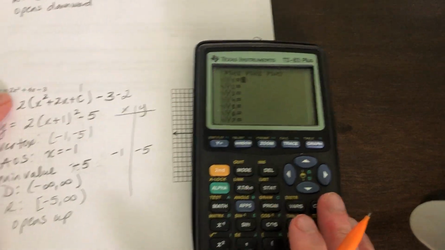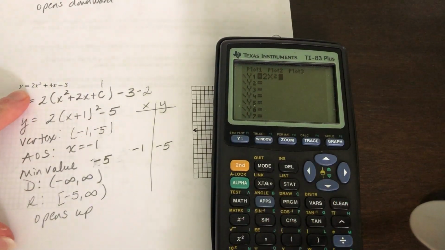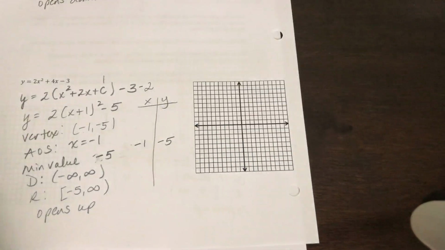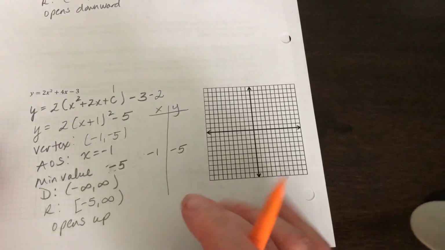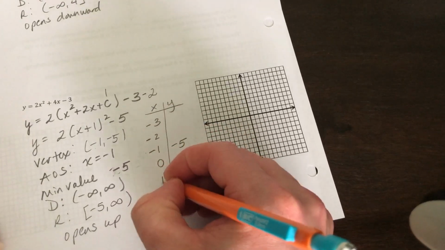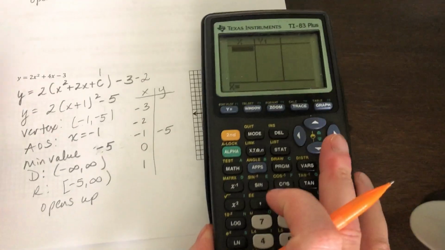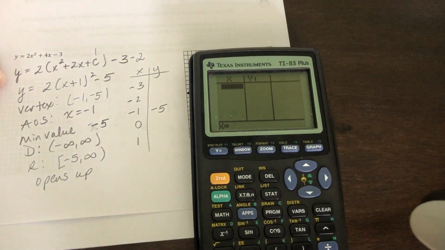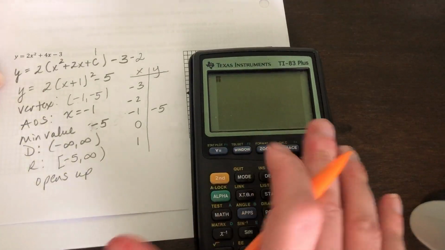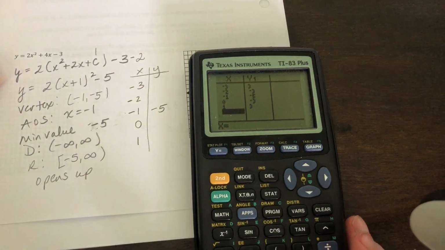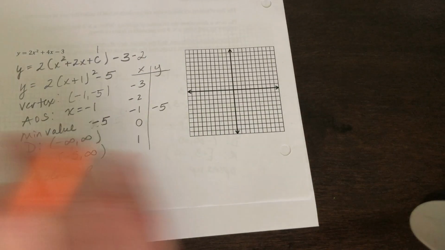So I'm going to put the original function into y equals 2x squared plus 4x minus 3, and I'm going to build my table. I'm going to pick the value 2 above and 2 below, so -3, -2, -1, 0, and 1. The independent variable goes on x. We did that before, and that's how I'm getting my values.